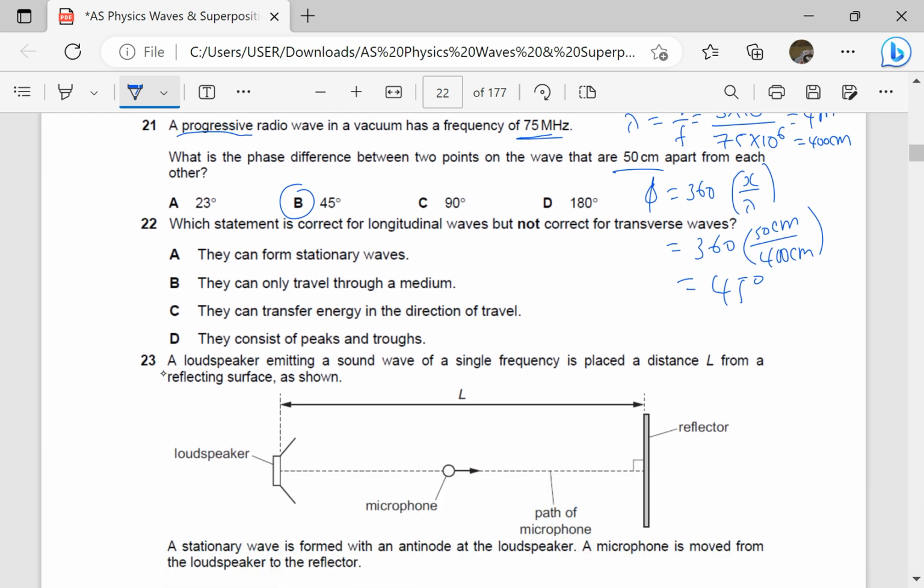Which statement is correct for longitudinal waves but not correct for transverse waves? We know in longitudinal waves, particles vibrate parallel to the direction of propagation of the wave. For transverse, particles vibrate perpendicular to the direction of propagation of the wave. But all waves, whether longitudinal or transverse, can form stationary waves.